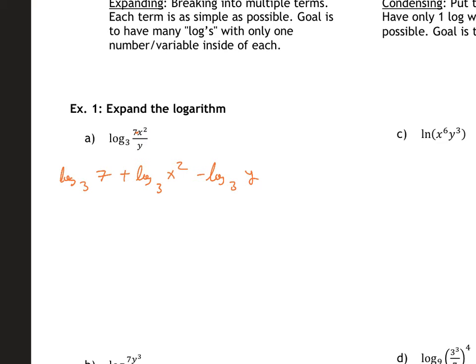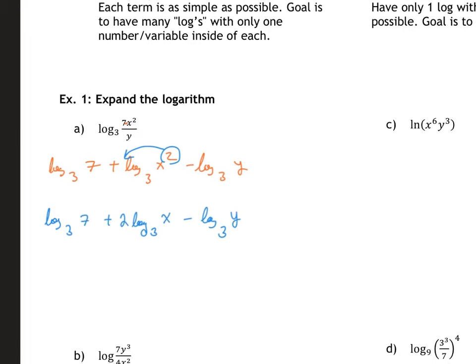So I can take that and expand it. So I'm taking that one log and making it into 3. So everything up top, I got a 7 and I got an x squared. So that takes care of my top. That's the two positive ones. And then I got a minus because that's in the denominator. And then I want to look, any exponents are getting kicked out front. So my final answer is going to be log base 3 of 7 plus 2 times log base 3 of x minus log base 3 of y. And we are done.